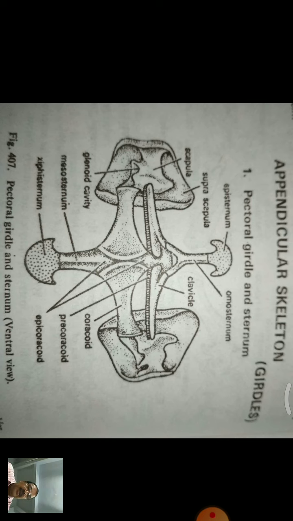So the diagram includes parts like episternum, omosternum, mesosternum, xiphisternum, clavicle, precoracoid, coracoid, epicoracoid, scapular region, suprascapula, glenoid cavity. This is something about the pectoral girdle of frog.